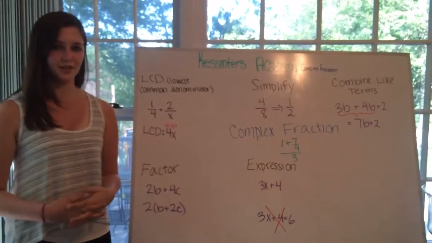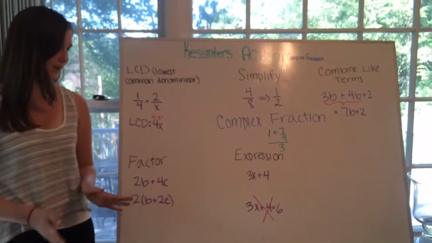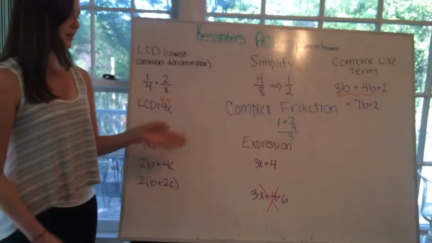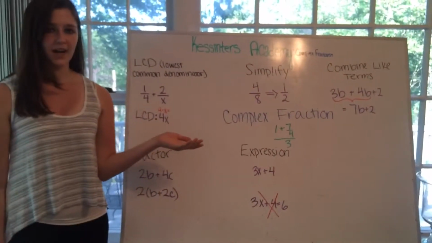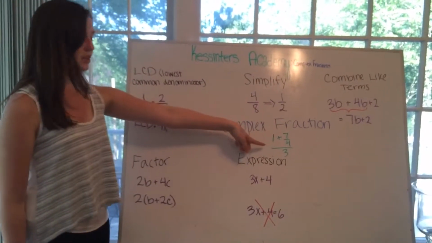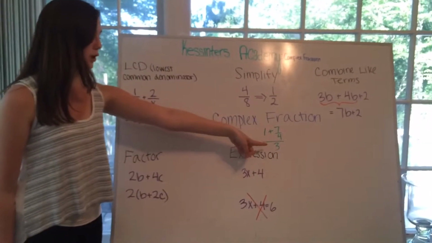Some vocabulary terms that you need when solving complex fractions. The first and most important is complex fraction. A complex fraction is when you have a fraction within a fraction. For example, 1 plus 7/4 over 3.